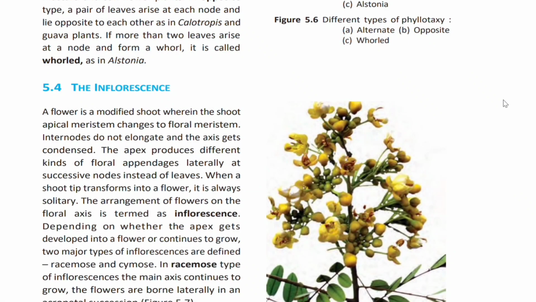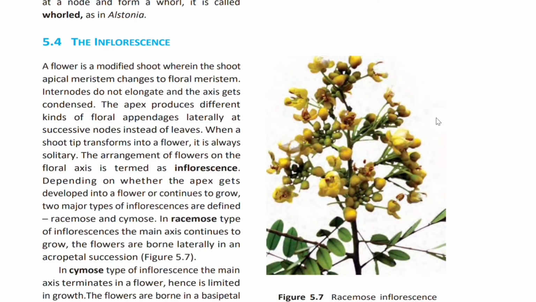5.4 The inflorescence. A flower is a modified shoot wherein the shoot apical meristem changes to floral meristem. Internodes do not elongate and the axis gets condensed. The apex produces different kinds of floral appendages laterally at the successive nodes instead of leaves. When a shoot tip transforms into a flower, it is always solitary. The arrangement of flowers on the floral axis is termed as inflorescence.